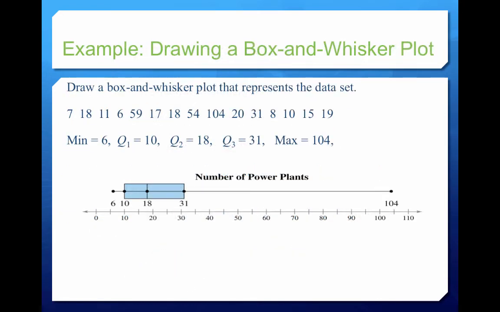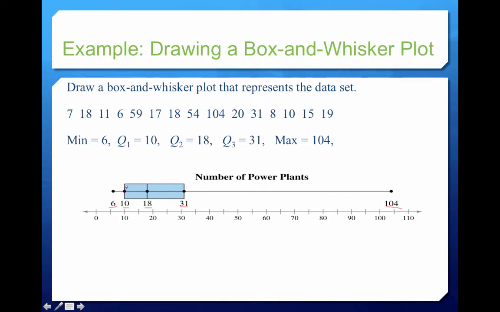All right, so let's go through it. We want to draw a Box-and-Whisker plot that represents the data set. This is our nuclear power plant data. We know our minimum is 6. So starting out, we plot 6, we plot 104. We then plot our Q1, which is 10, our median 18, and our Q3, which is 31.